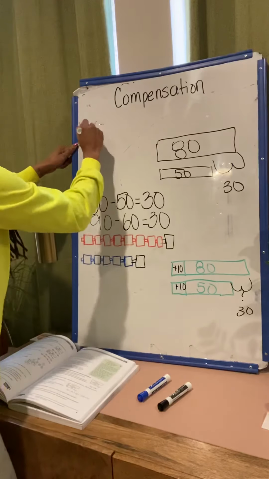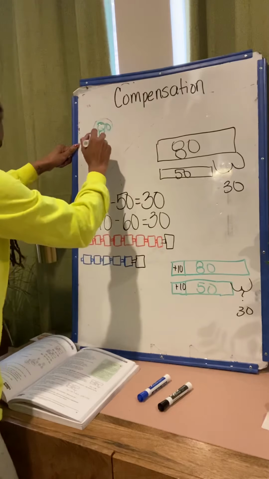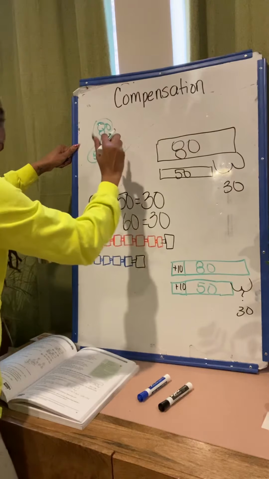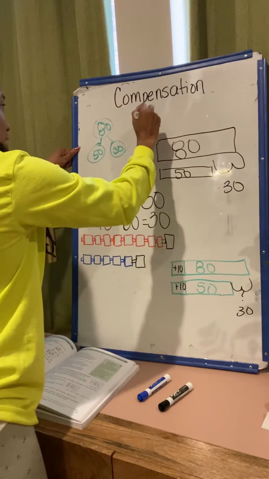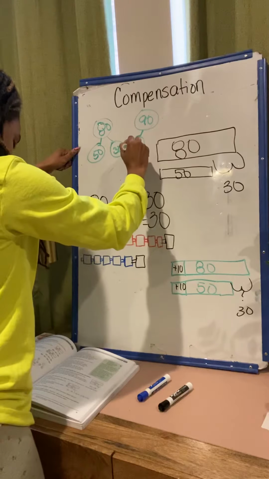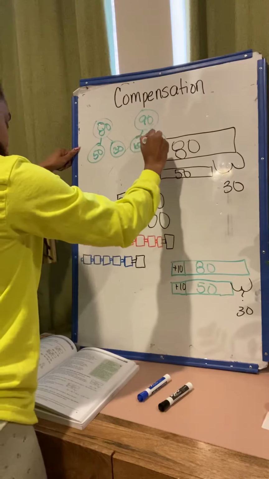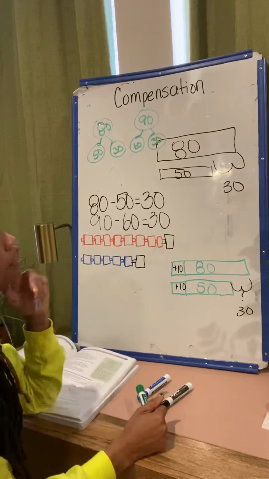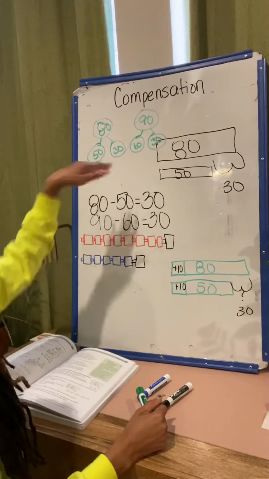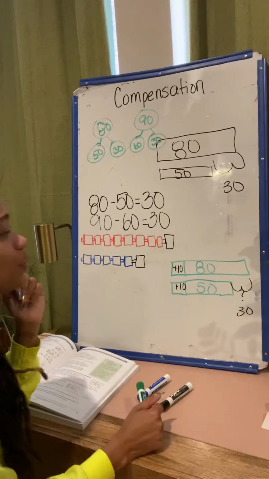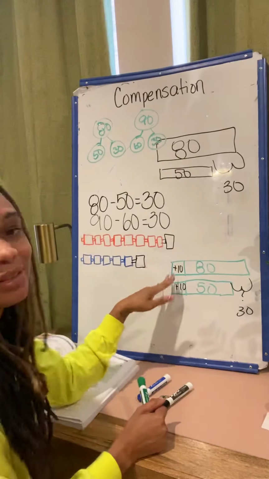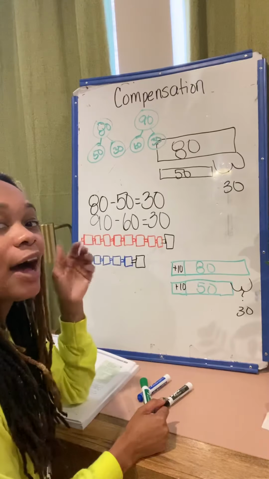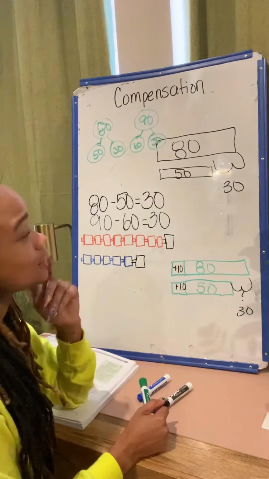So I'm going to draw 80 here, 50, 30, and 90, 60, 30. And both number bonds have the same missing part. They were both missing 30. So what we did is we added the same number to both numbers to help us to solve the problem, and that is called compensation.